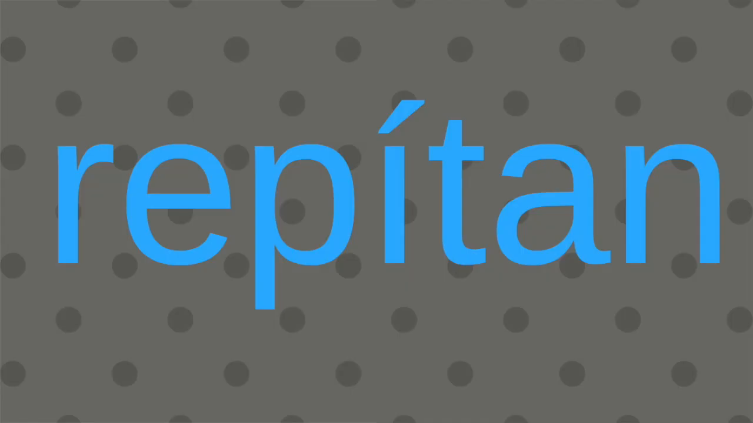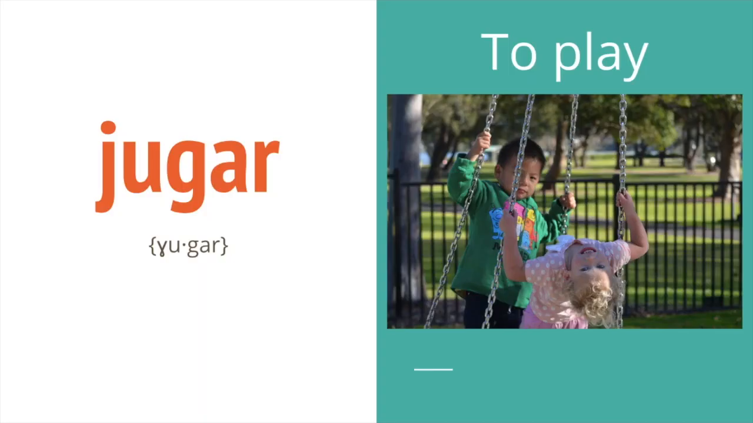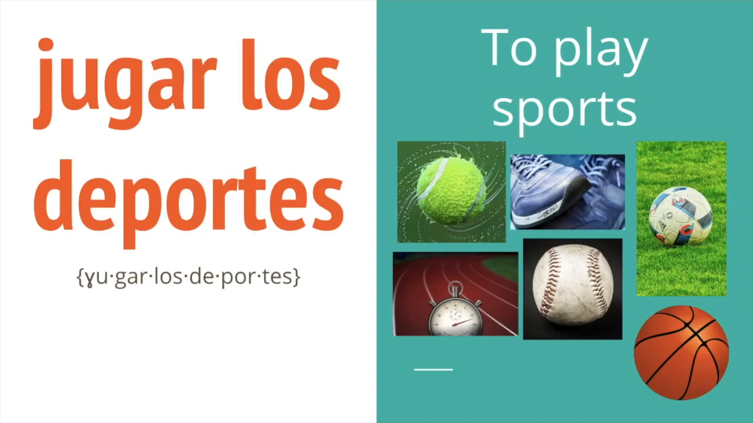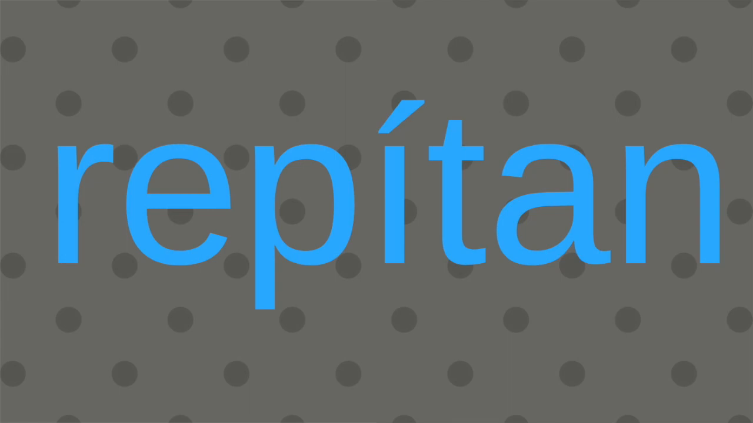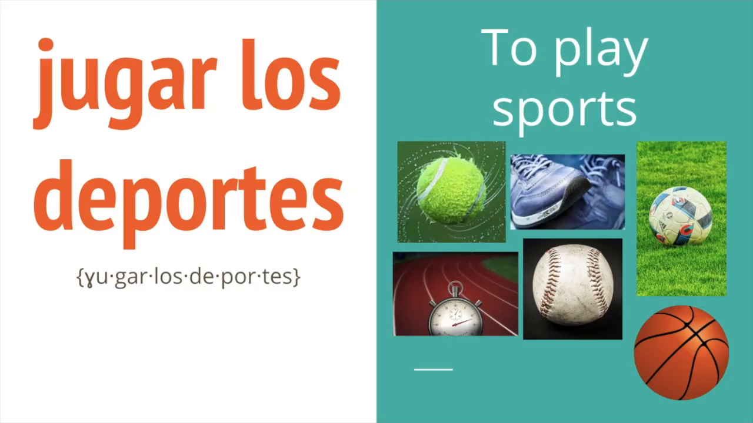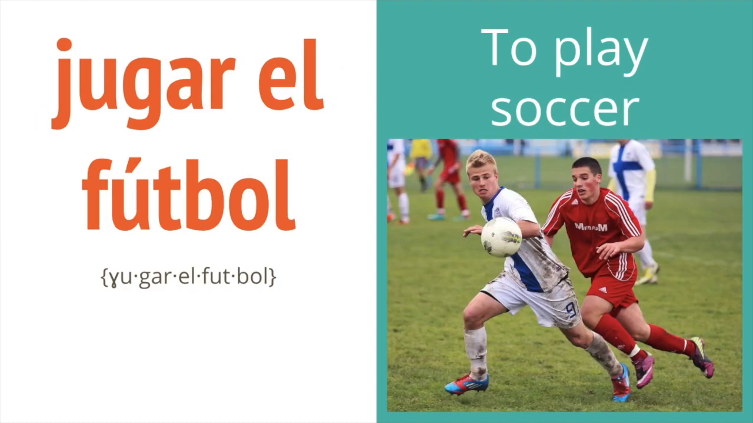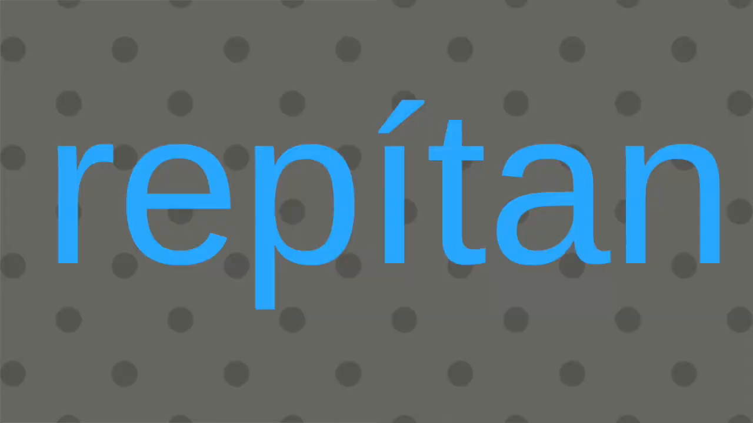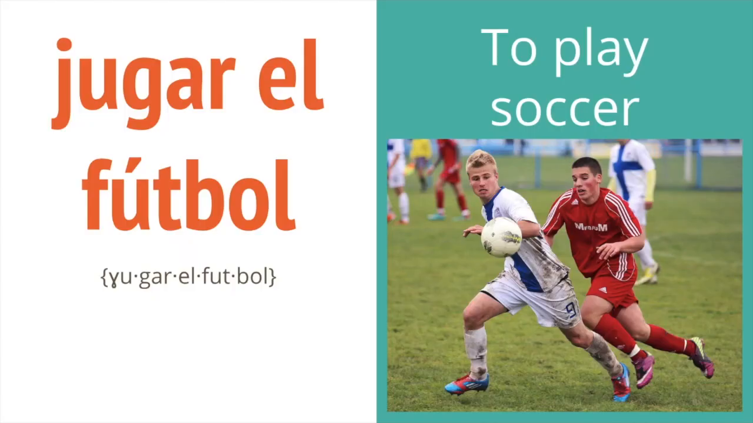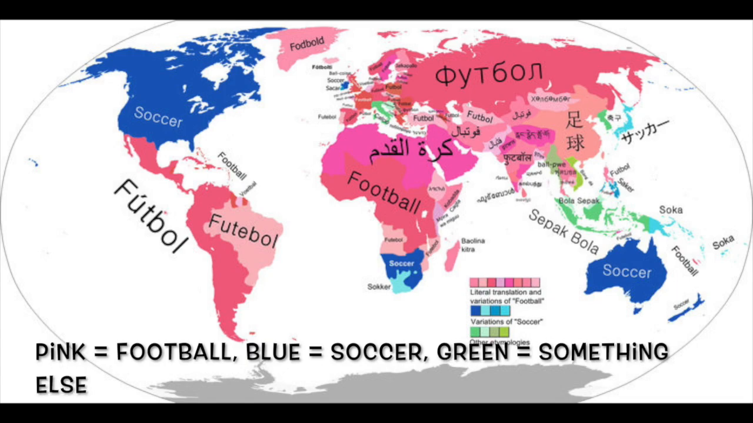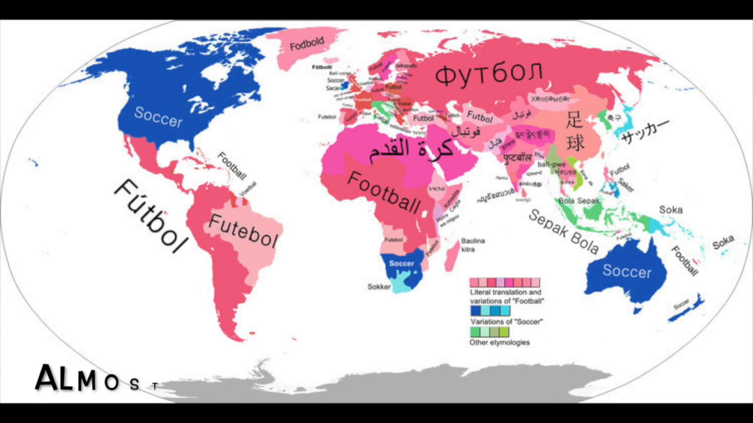Jugar. Repitan, jugar. So this is to play, like you're playing outside. Jugar los deportes. Repitan, jugar los deportes. So this is to play sports. Jugar el fútbol. Repitan, jugar el fútbol. So football, while it sounds like football, it means football. But here in the United States, we call that soccer. Everywhere else around the world, it's called football.